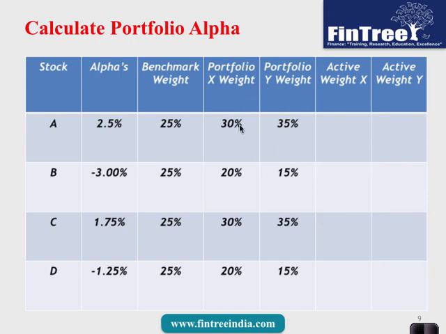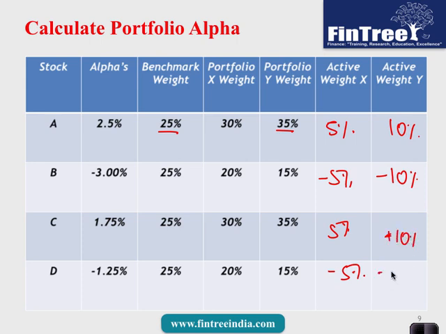Now, one interesting thing here is, we know that active weights were 5, minus 5, plus 5 and minus 5. If you observe the active weights of Y, 25 and 35, active weight here is 10%, minus 10, plus 10% and minus 10%. And since your active weights are exactly double, your alpha is going to be double, since we'll have a multiplication factor of 2. So if this was 0.425, then this has to be 0.85. Are we fine here?